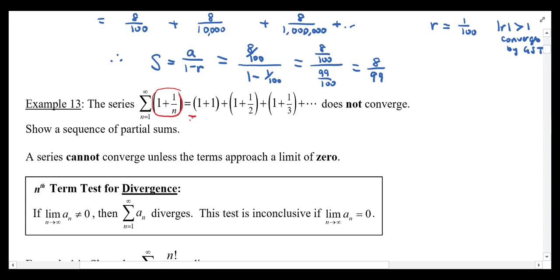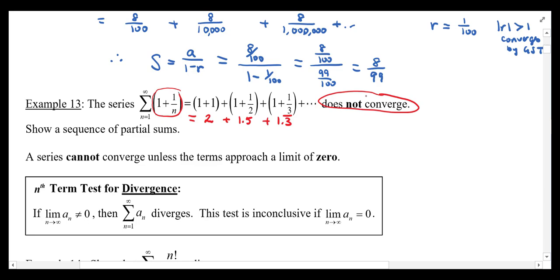I get 1 plus 1 over 1, which is really 2. And the next one is 1 plus a half, so that's 1 and a half. And the next one after that is like 1 and a third, so 1.3 repeating. So you'll see that these terms actually get smaller and smaller and smaller. So you might be thinking, oh, the r value is actually less than 1, so therefore it must converge. But this says, no, it does not converge.